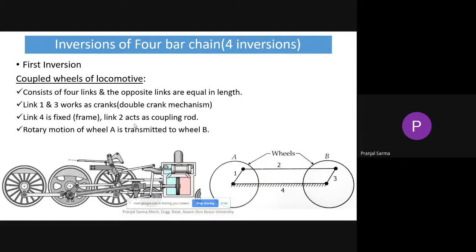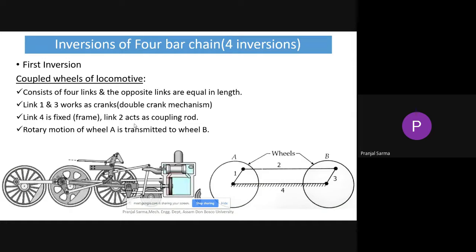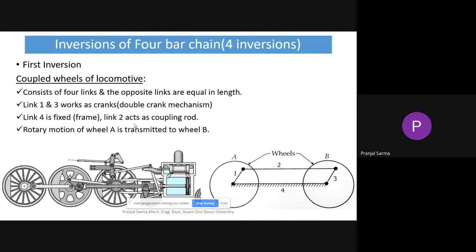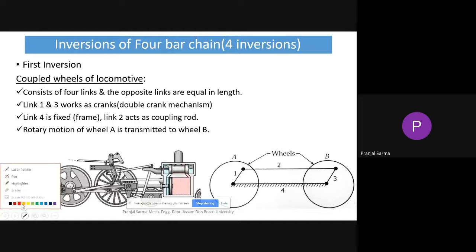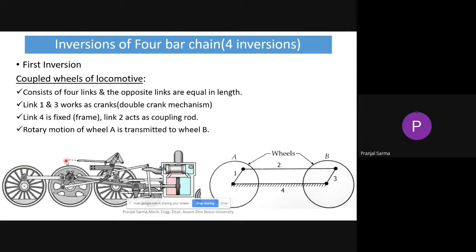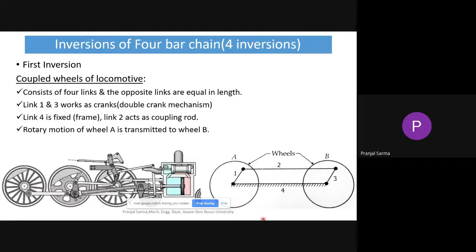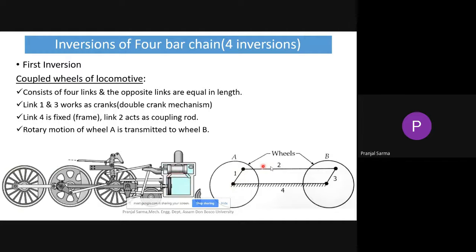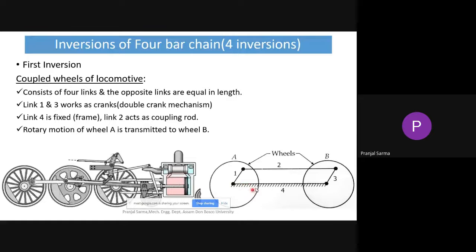So the first inversion we'll discuss is the inversion of the four-bar chain. How do we get the inversion? By fixing one link at a time from the same kinematic chain. That is important. This is the basic four-bar chain that I can draw. This is link 1, link 2, link 3 and link 4, and this is the ground link or the fixed link.